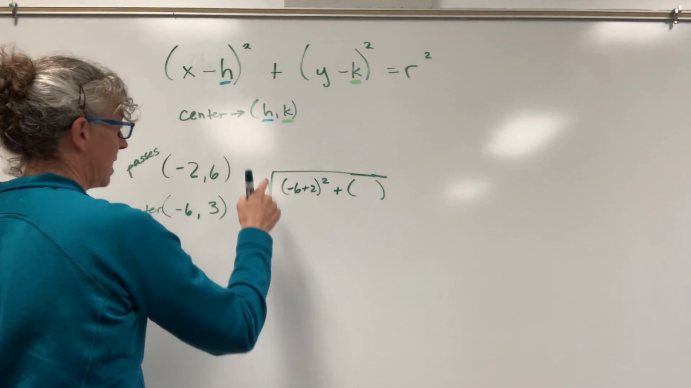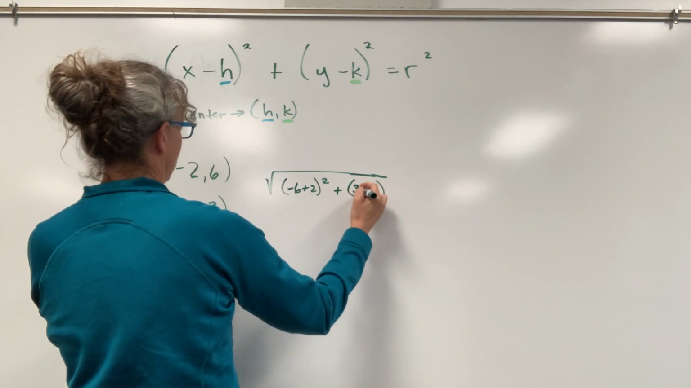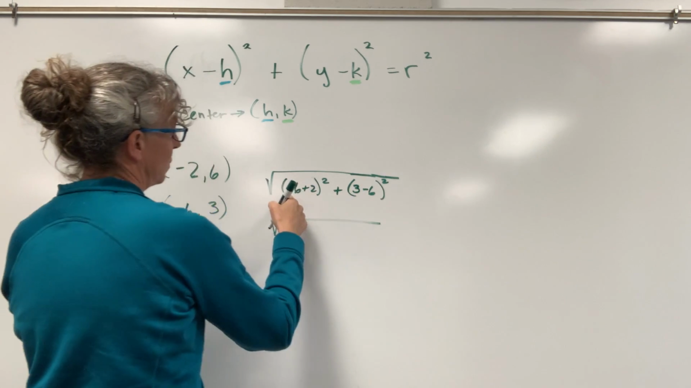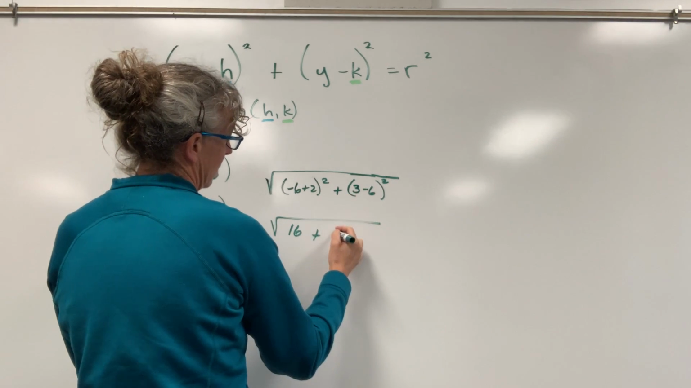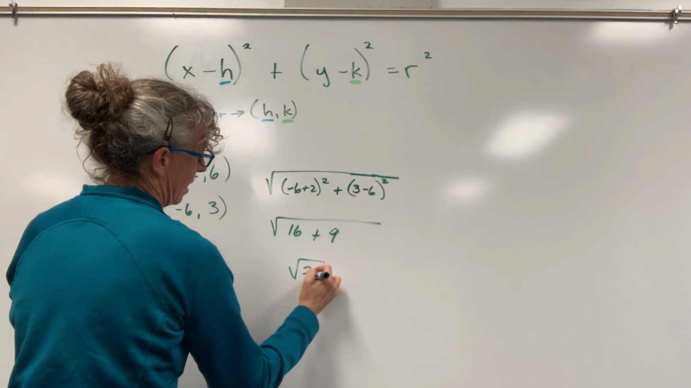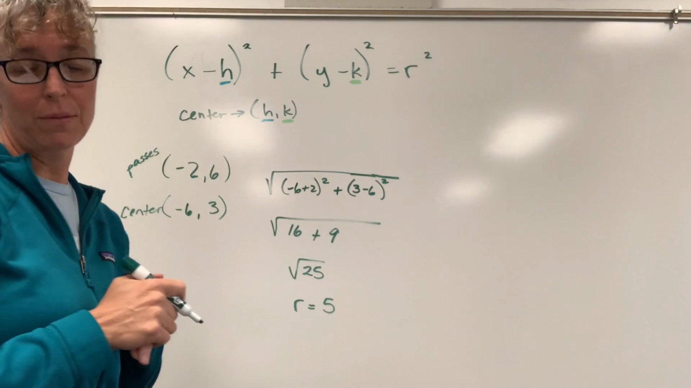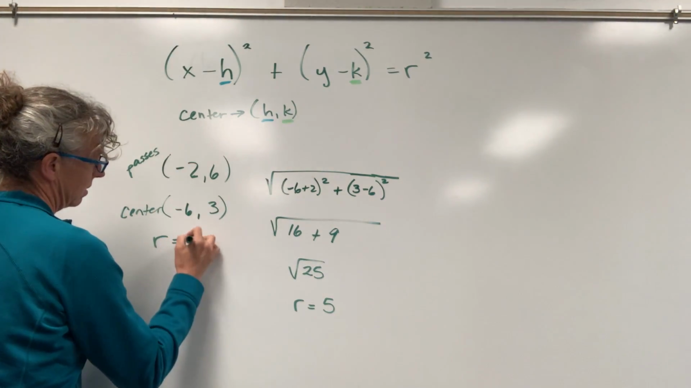Okay, so I did x2 minus x1. So I have to do y2 minus y1 squared. Okay, let's do it. This would be what? -4 squared. This would be -3 squared. 25, square root. Radius is 5. So now we do have the center and we have the radius.